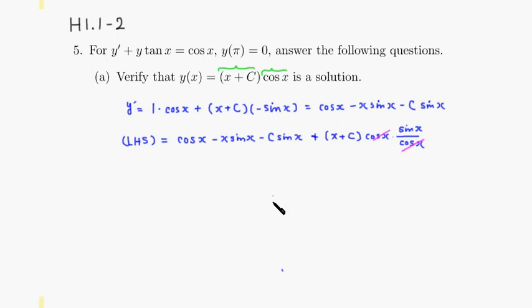Then you can see that here we have negative x sine of x and x sine of x, so you can cancel those. And you have a c sine of x and a negative c sine of x, so you can cancel that. What's left is simply cosine of x, which is the right hand side.